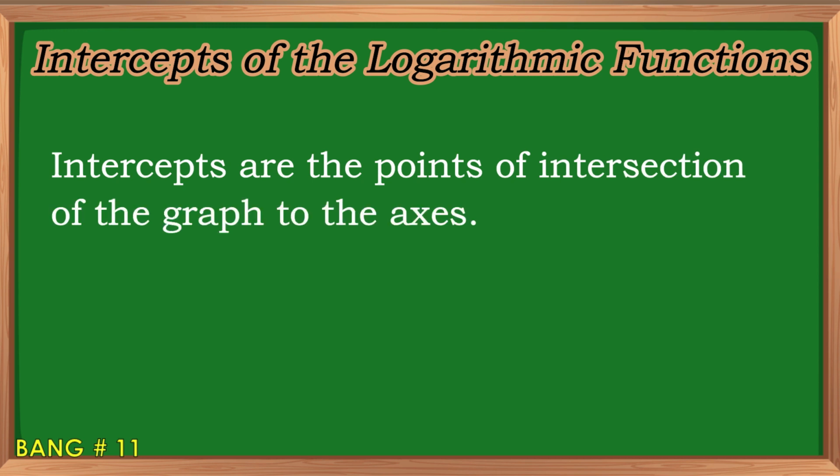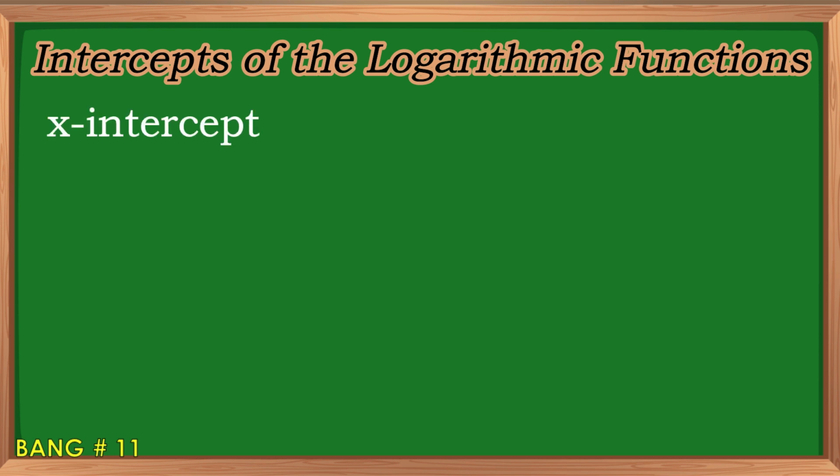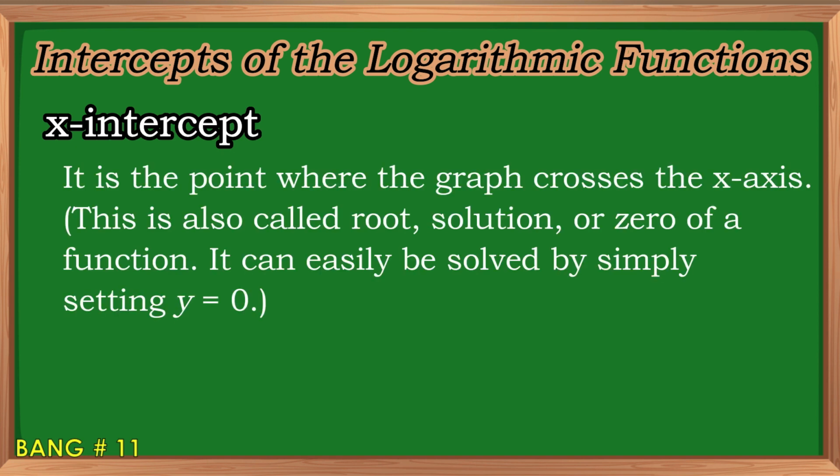Intercepts are the points of intersection of the graph to the axis. The first one is the x-intercept. It is the point where the graph crosses the x-axis. This is also called root, solution, or zero of a function. It can easily be solved by simply setting y equals 0.